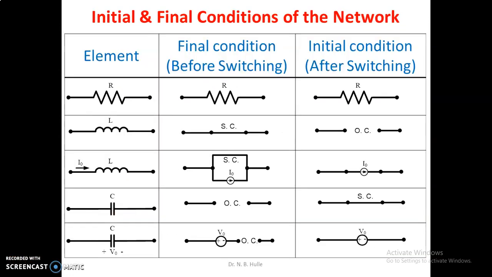Now here, to begin with, initial and final conditions of the network elements. Here, the first network element is the resistance. In this particular case, before switching it acts as a resistor, and after switching it acts as a resistor, because this element does not store energy. Its performance or its behavior before switching and after switching is the same.